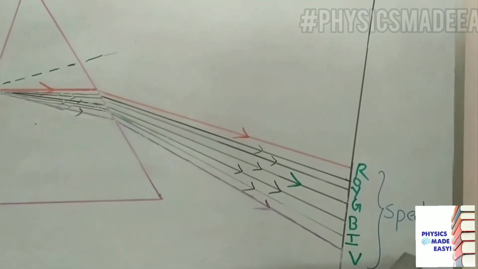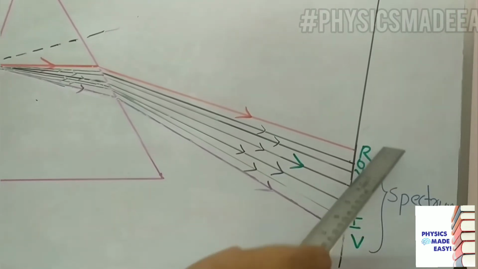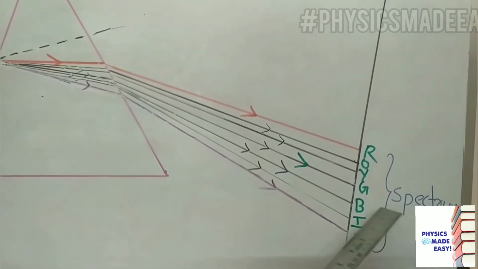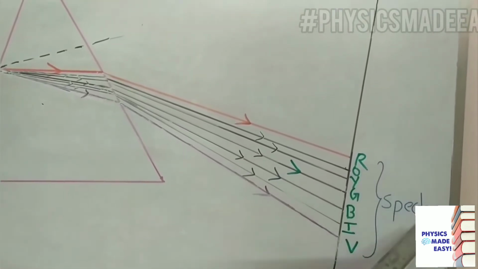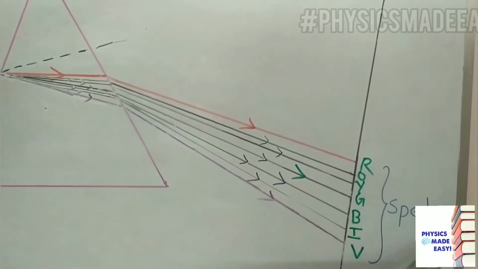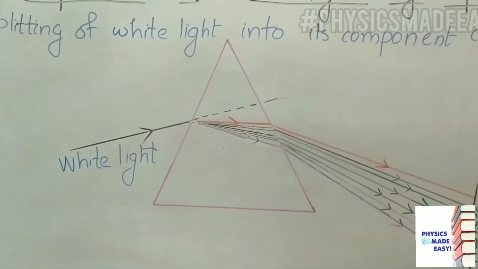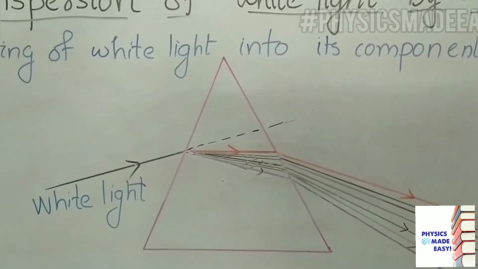We can use one acronym to represent that band of colors, that is VIBGYOR. Here you can see V for violet, I for indigo, B for blue, G for green, Y for yellow, O for orange, R for red. Here, why is this splitting into all these colors? What is happening inside that prism? That also you have to know.